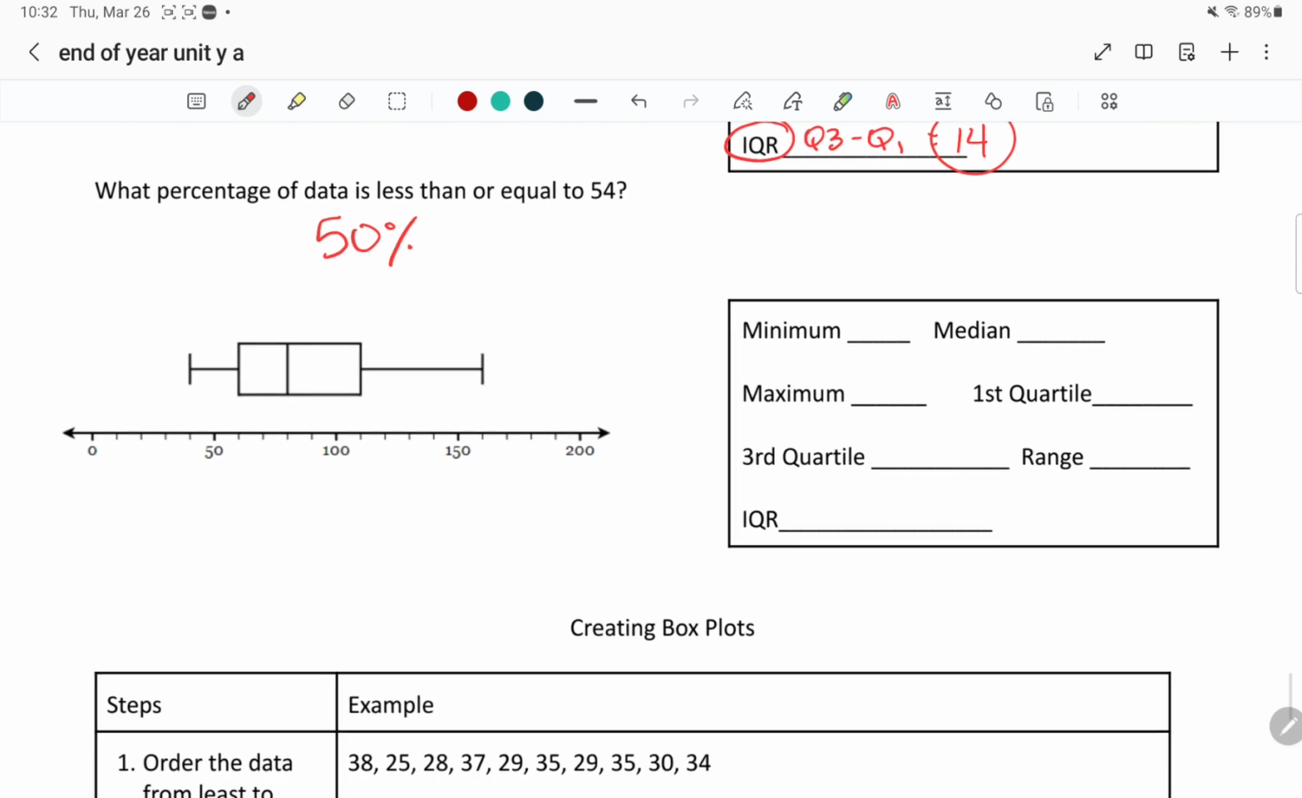Let's try it again. It looks like I'm going up by 10s this time. Nope. Yeah? 20, 30, 40. Yeah. So my minimum's 40. My median is 80. Maximum's 160. First quartile is 60. Third quartile is 110. Range is highest minus lowest. So 160 minus 40 is 120. Interquartile range is third quartile minus first, which is 110 minus 60, which is 50.